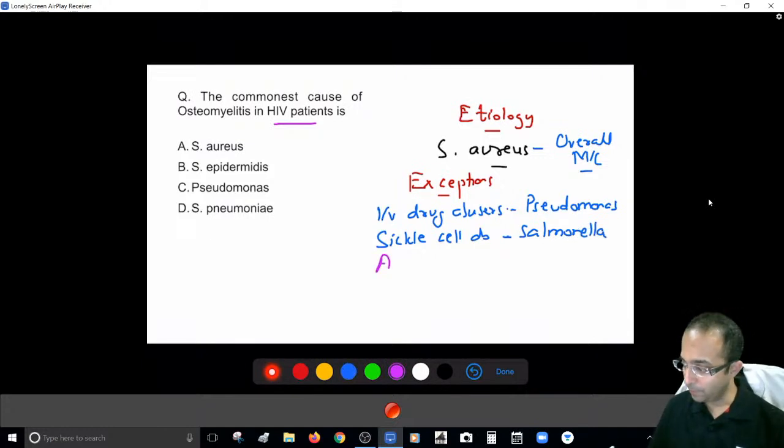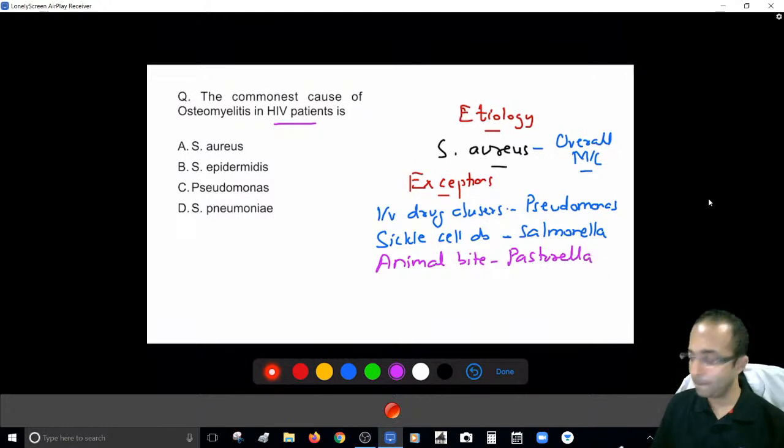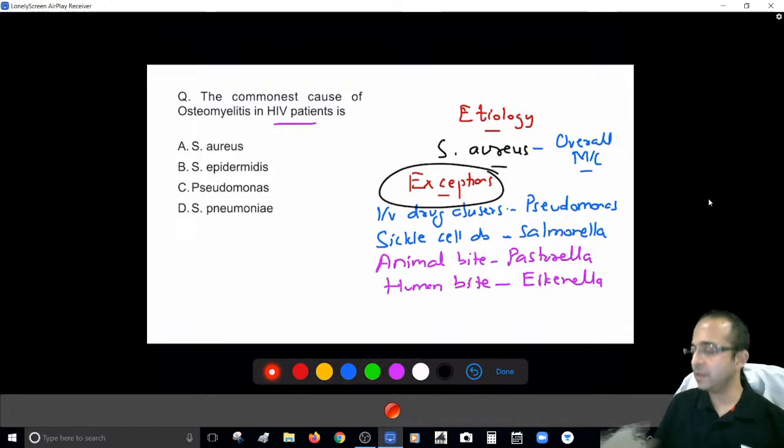If we talk of the people who've had an animal bite, this is where it will be Pasteurella. And if we talk of people who've had a human bite, the causative organism would generally be Eikenella. So these are the exceptions to this etiology, Staph aureus. Otherwise, every other place, the organism causing osteomyelitis would be Staph aureus.